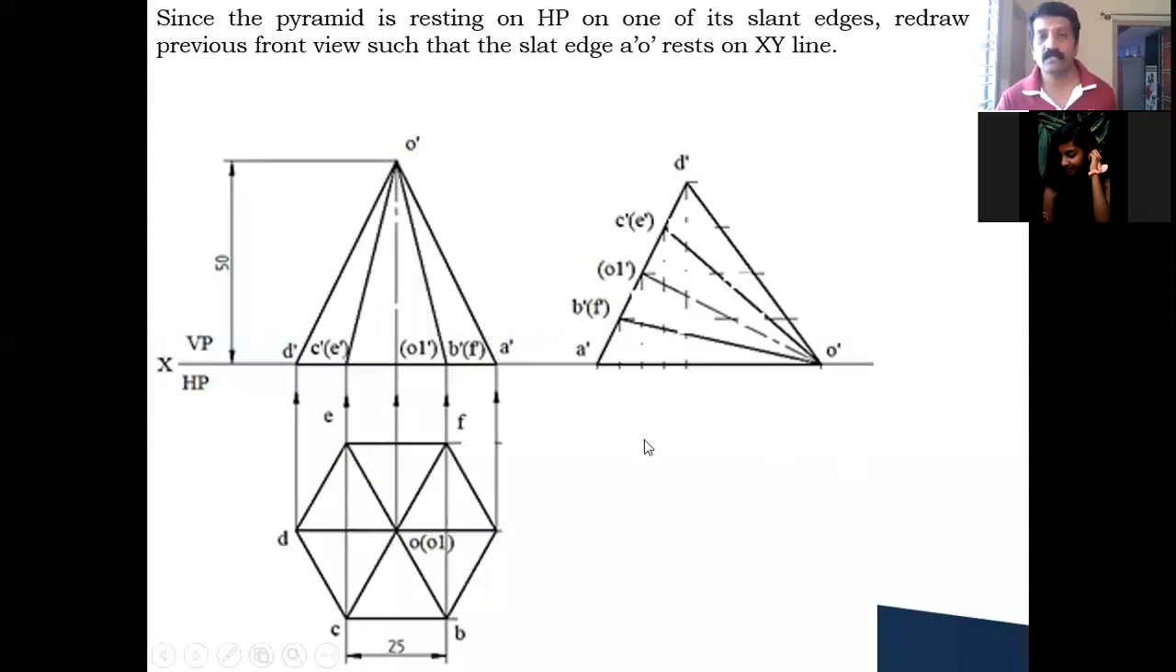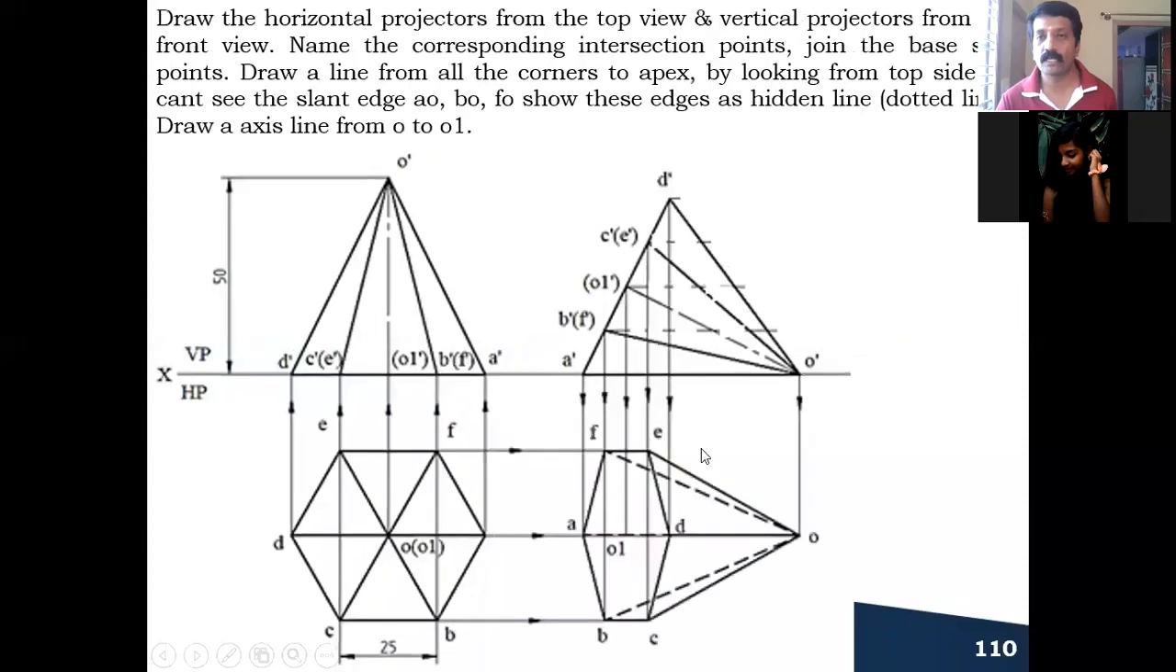Now after this, you have to get the top view. You have to keep on drawing vertical projectors from all the points of the front view like this, and horizontal projectors from all the points of your top view. Now coincide the points. So A is here, A dash is here, this is A dash.